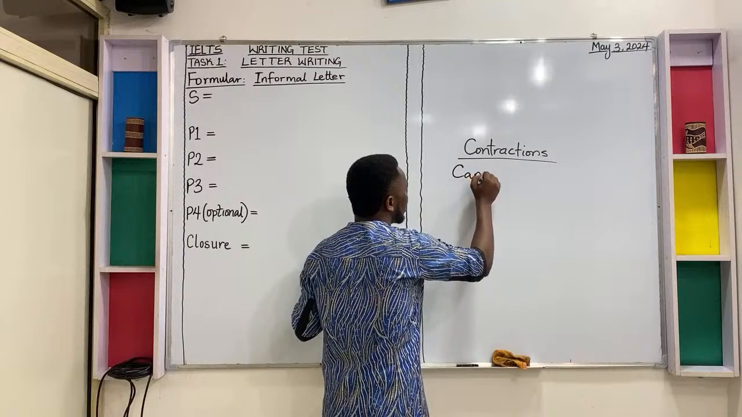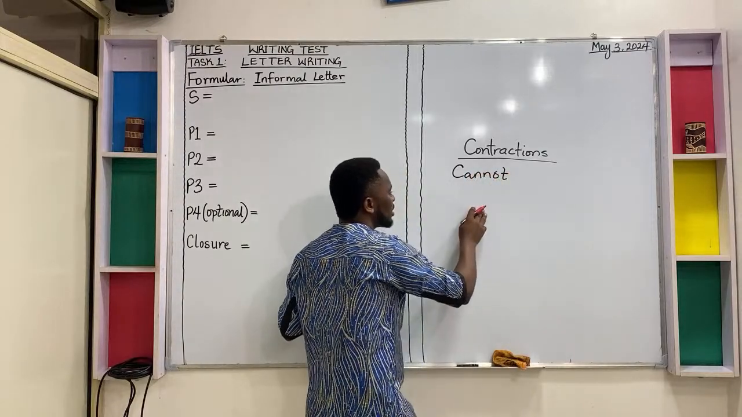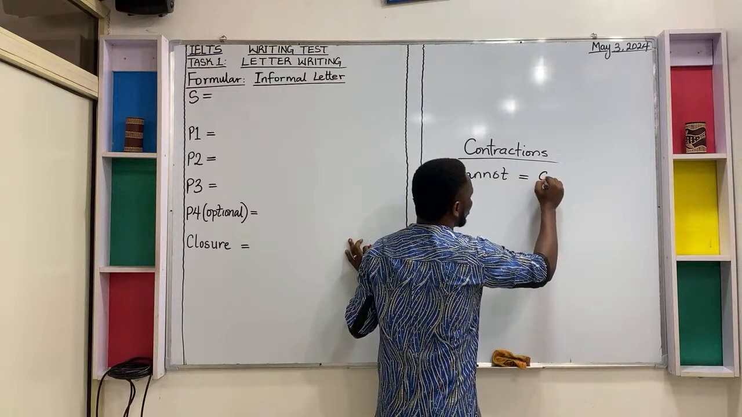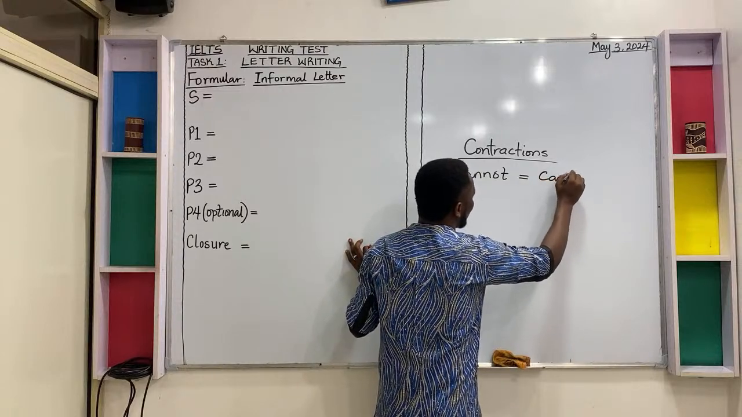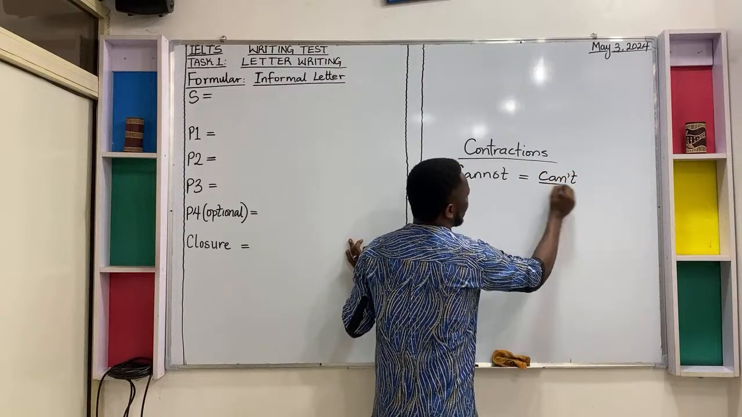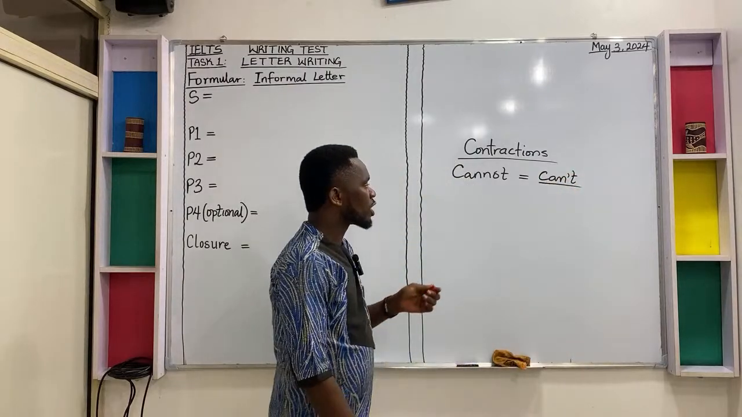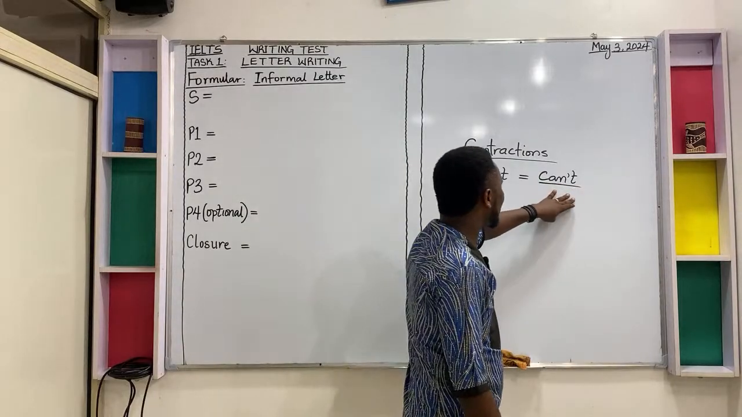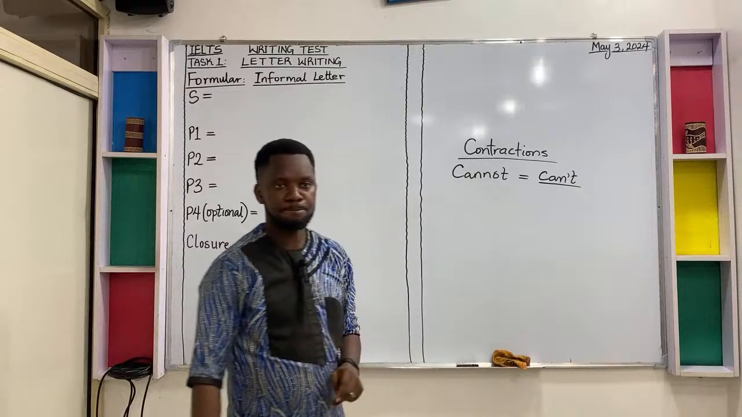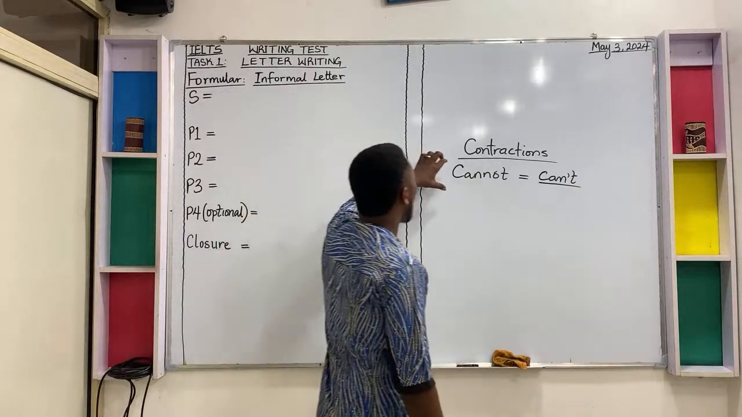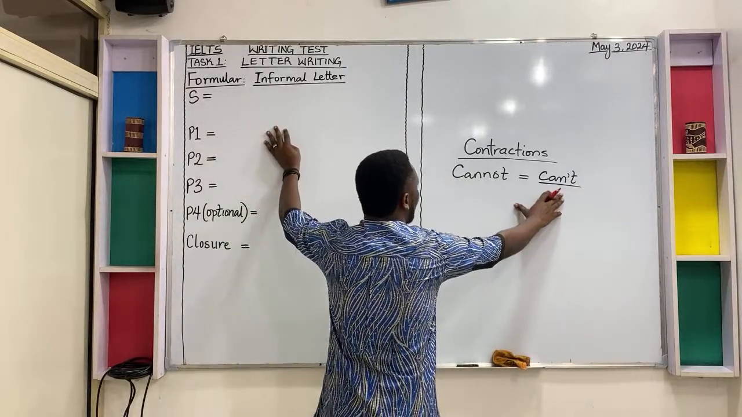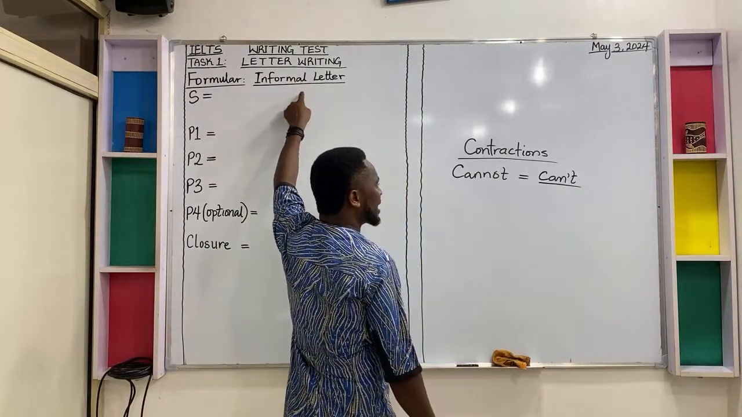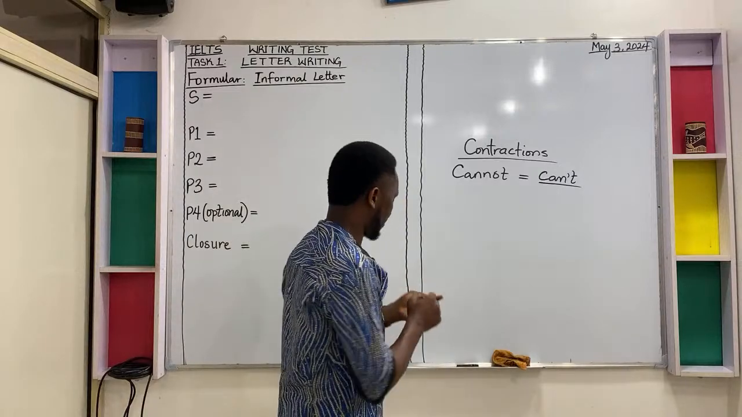Contractions can be shown by way of contracting two words together using apostrophe. This is contraction. So rather than writing cannot, contraction says write can't. Right? So you are free to show off lots of contractions when you are writing an informal letter. Please don't forget this.